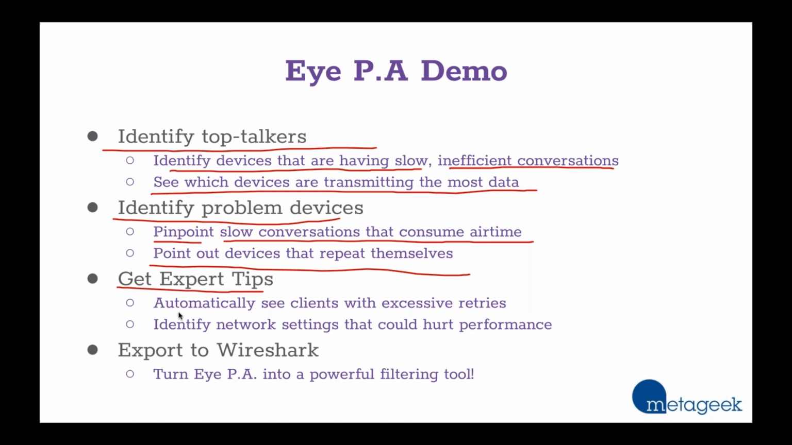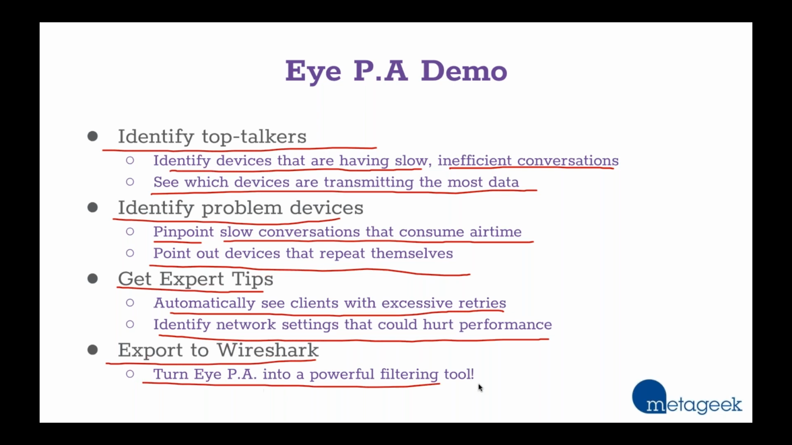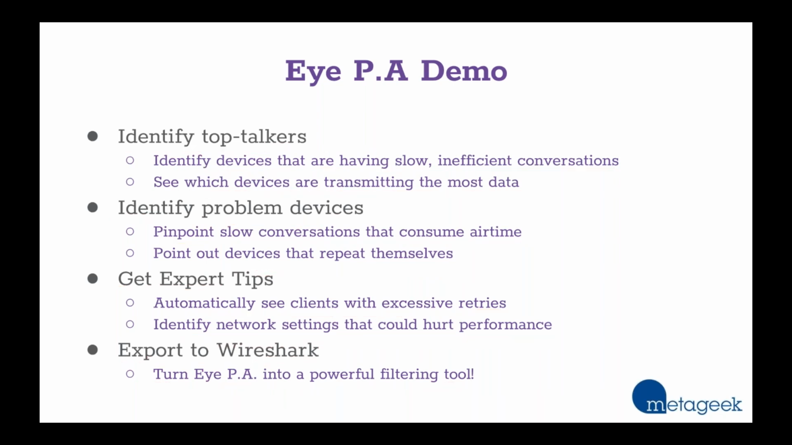It'll give you expert tips so you can automatically see which clients have excessive retries, and it can help you identify network settings that can hurt performance. And one of my favorite features about it is that it will export to Wireshark, turning IPA into a really powerful filtering tool. So with that, I'd like to go ahead and switch over to a live demo. Let's go take a look at something live in our environment right now.